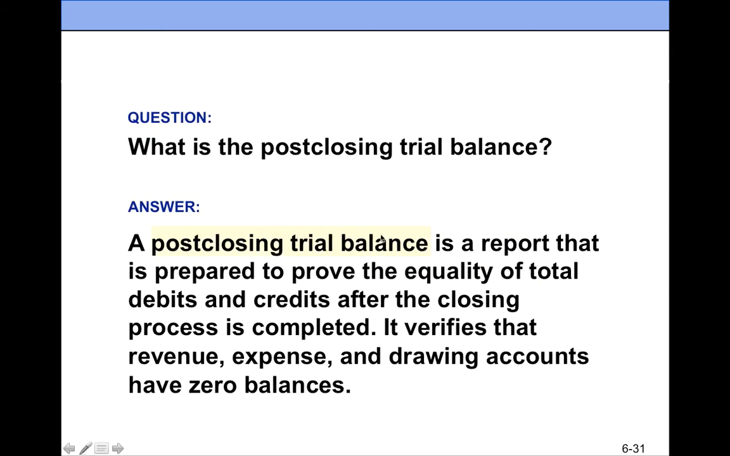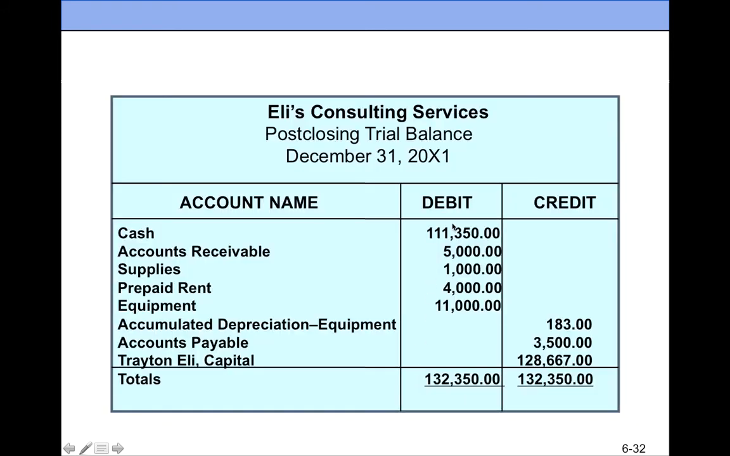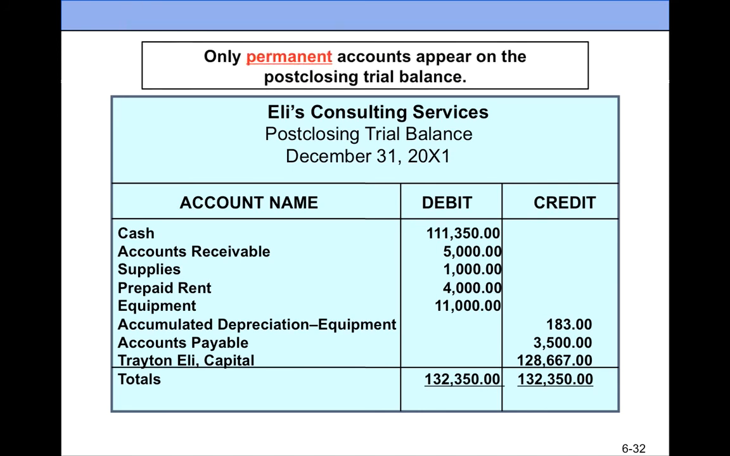So the post-closing trial balance includes only permanent accounts. The last account is capital. There will be no revenues, expenses, or drawing listed here. So it's just assets, liabilities, and capital with the updated balance. That's it. That's the post-closing trial balance. Nothing should be listed below capital, right? There's no drawing, no fees, income, no expenses. Only permanent accounts appear on this report.